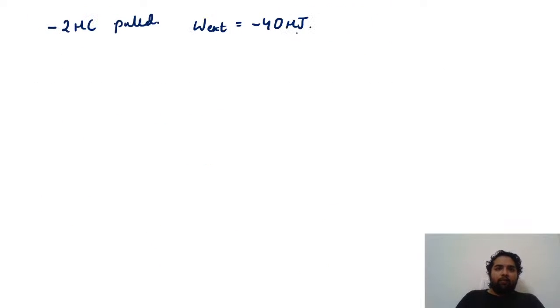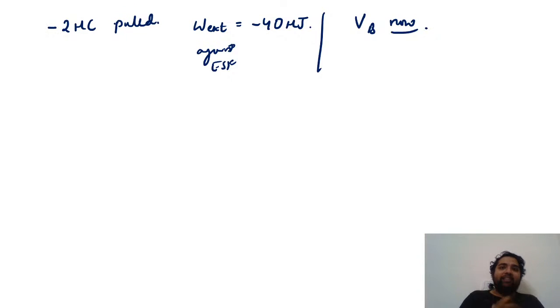In fact, suppose I'll give you one more question. Suppose a minus 2 microcoulomb charge is being pulled, and work done by the external agent is minus 40 microjoules, or work done against electrostatic force is minus 40 microjoules. What is the potential of point B now? Will it be plus or minus? Everything else is the same except that the charge is now negative. So from this directly we will say potential will become plus.